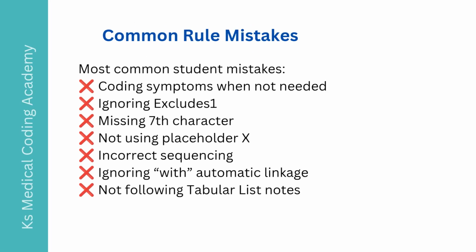Common rule mistakes. Watch out for student errors that appear repeatedly: coding symptoms when a definitive diagnosis exists, ignoring Excludes 1 notes, missing required 7th characters, failing to use placeholder X when needed, incorrect code sequencing, overlooking automatic "with" linkages, and not reading tabular list instructions.